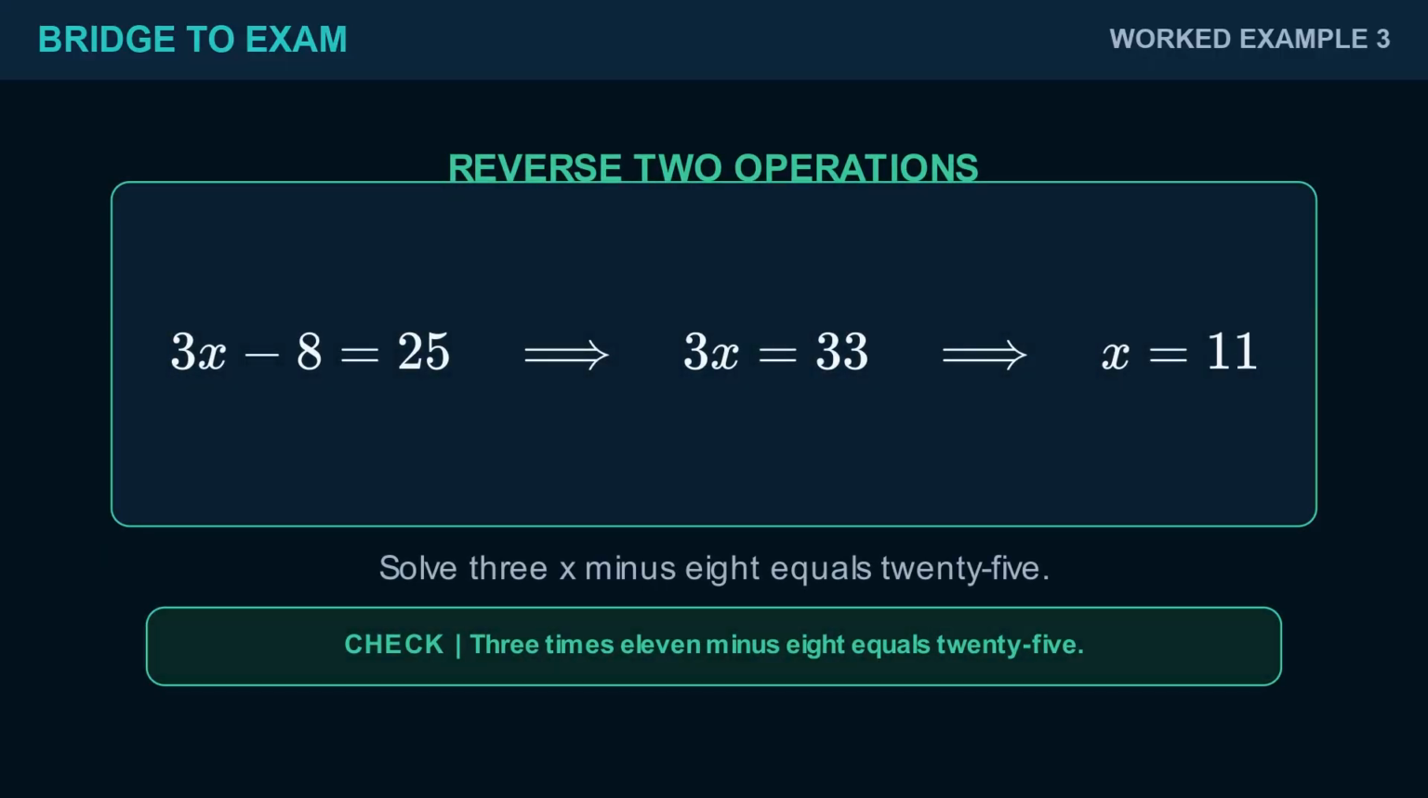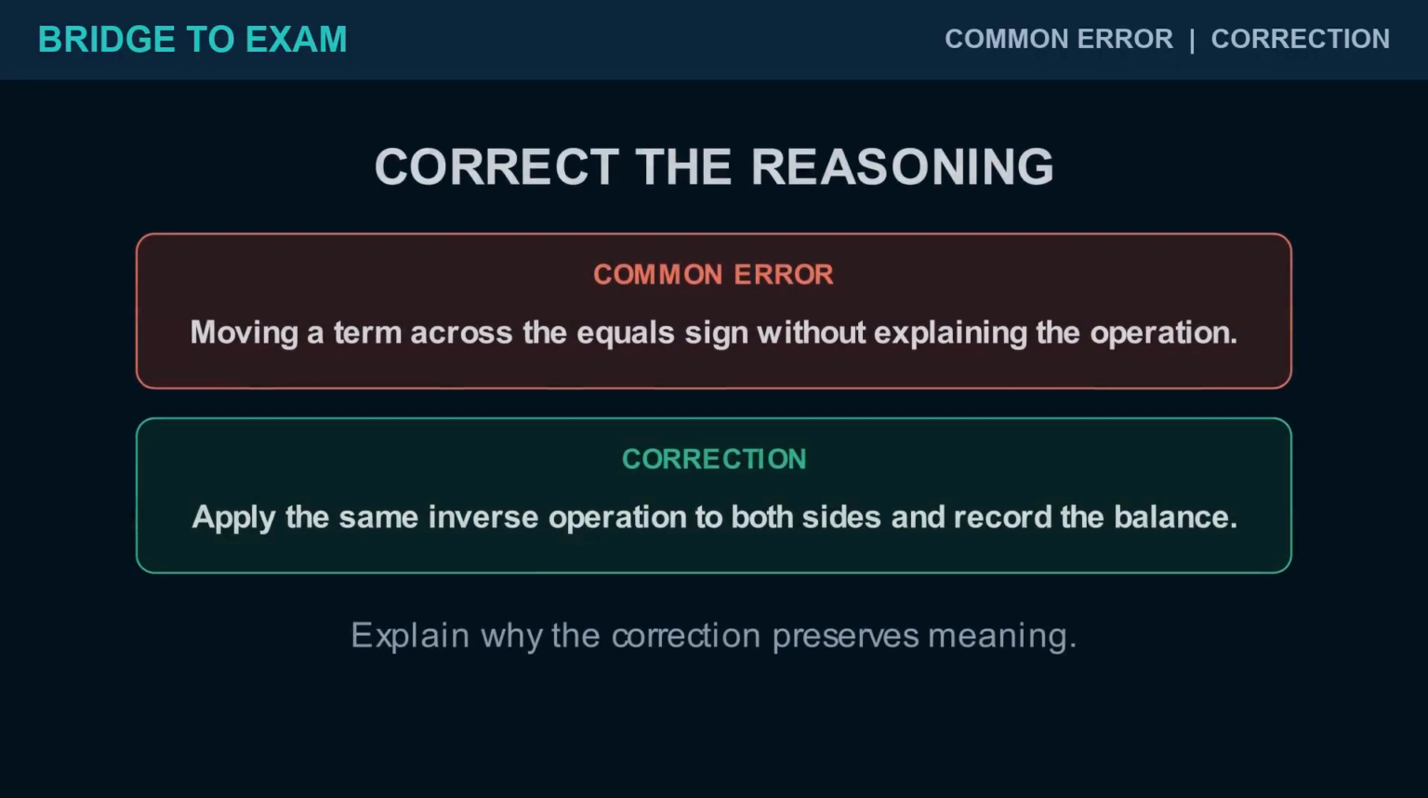Worked example 3. Solve 3x minus 8 equals 25. Add 8 to both sides to get 3x equals 33, then divide by 3. The solution is 11. Check. 3 times 11 minus 8 equals 25.